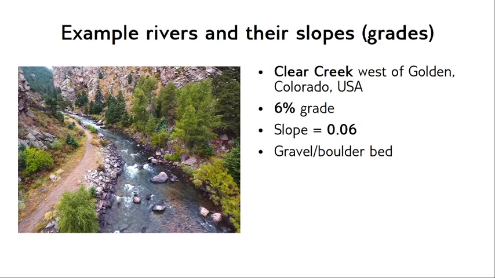And so 6% might sound like a small number, right? Like if you get 6% on an exam, you're not doing so well. But 6% grade for a river is just really, really ripping. If you imagine that you're trying to paddle a river, it is dropping 6 meters out of every 100. So every meter that you go downstream is dropping 6 centimeters. That's a pretty steep slope.